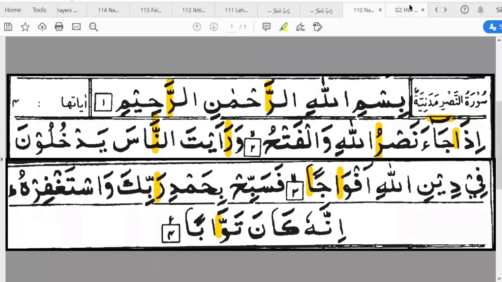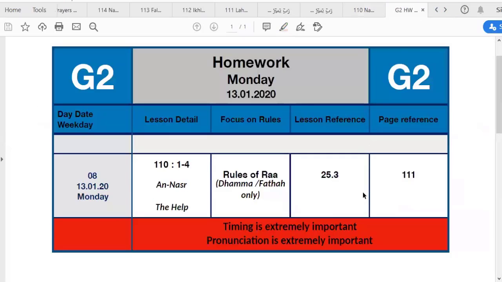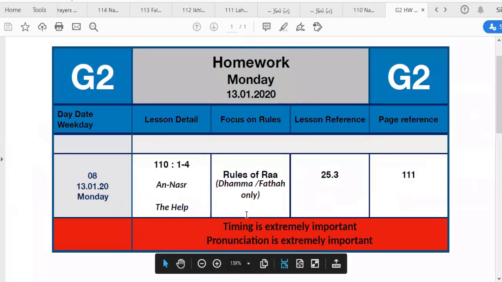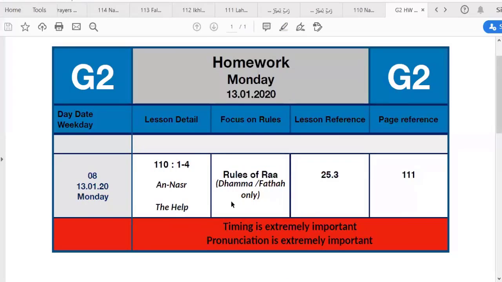So today we did learn a new rule, which is the rule of Ra. So I'm going to set homework for today. You're going to practice the same chapter, which is chapter 110, Surah An-Nasr, and please try and focus on the rules of Ra with Dhamma and Fatha strokes only. So remember, whenever you have letter Ra and there is a Fatha and a Dhamma stroke on top of it, try and keep the sound for letter Ra thick and heavy. The lesson reference is 25.3 and you can find it on page 111.